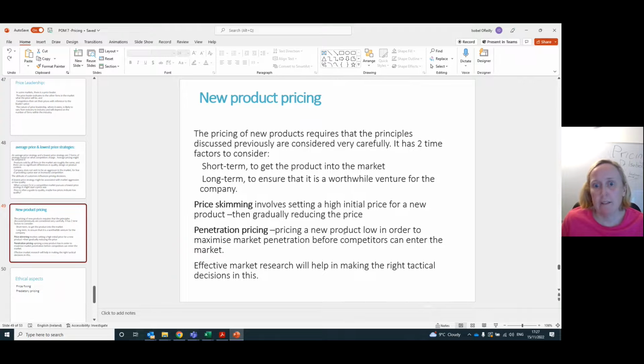Whereas penetration pricing is setting the new price low in order to maximize market penetration. So a high amount of sales, high volume of sales. And so you're entering the market and getting all those sales before the competitors can enter the market. You're trying to keep them out perhaps as well, maintain that market share. It's less attractive to other competitors to enter the market against you if your margins are quite low already. So effective market research will help making the right tactical decisions on this.